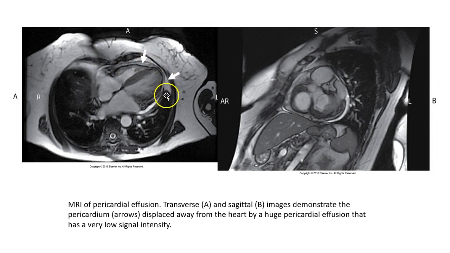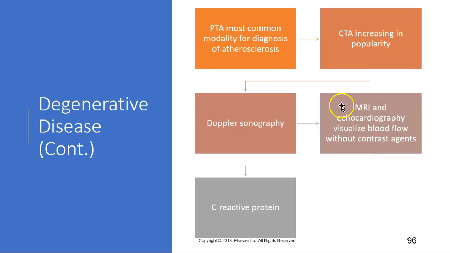So you can see here, we've got fluid on the MRI around the heart where there should not be fluid. So that is an effusion. And you can see the white right there. So pericardial effusion around the heart.